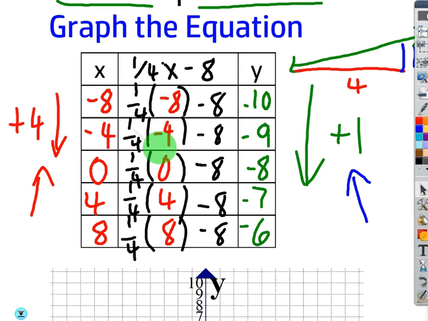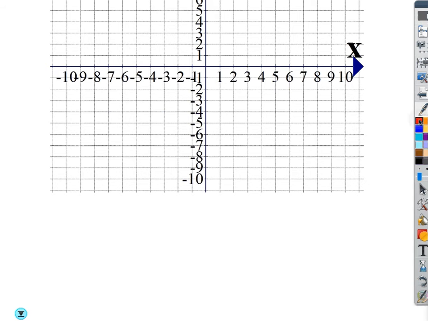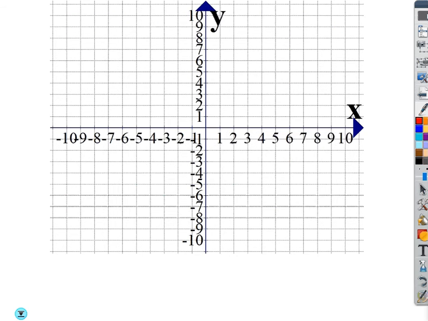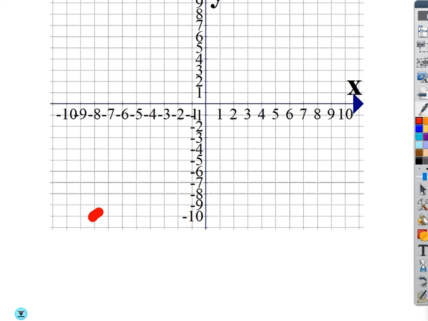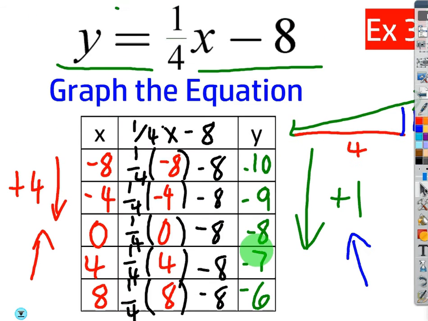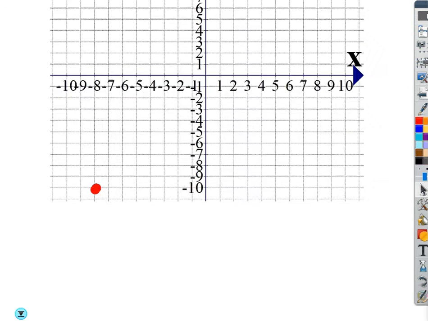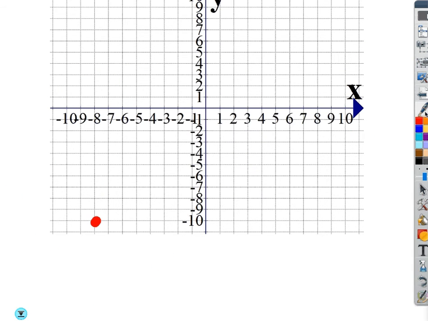So let's plot. Now you can actually choose any 2 of these points, and it should make a line, right? So why not do the 2 easiest? Actually, they're all kind of far out. We'll just do the first 2, negative 8, negative 10. Wait, let me make sure that's right. Yeah, negative 8, negative 10. It's going to be right down here. It's hard for me to do a single point. All right, negative 8, negative 10. And the next point is negative 4, negative 9, which is right here.